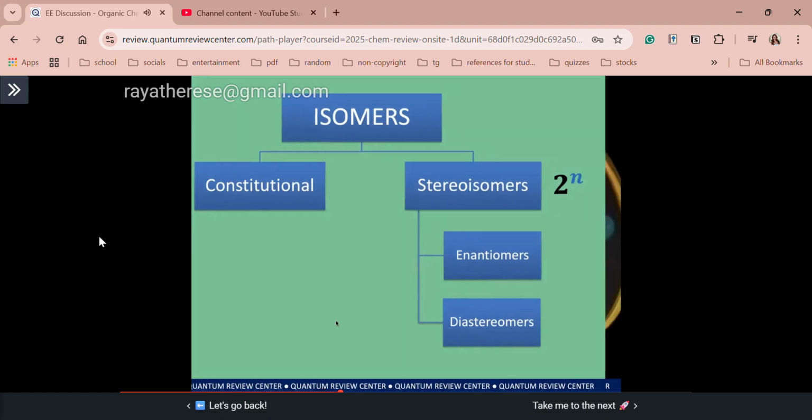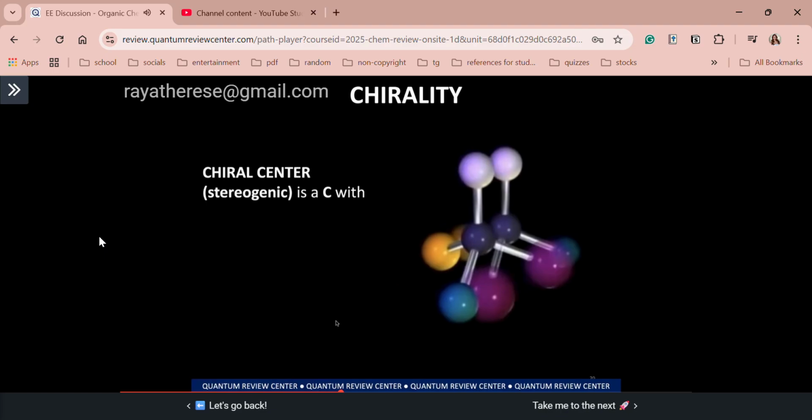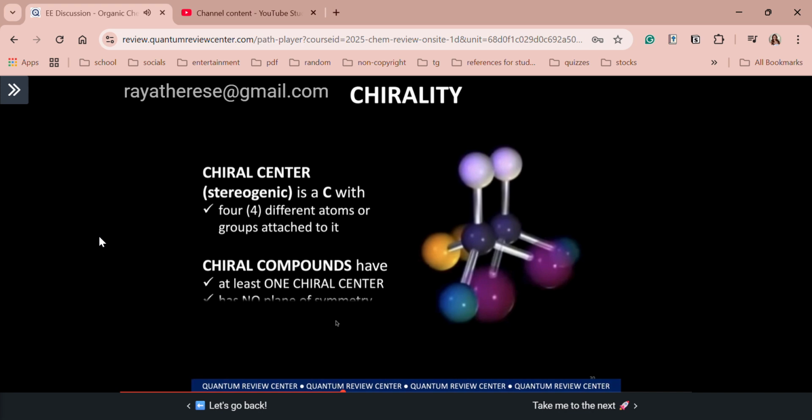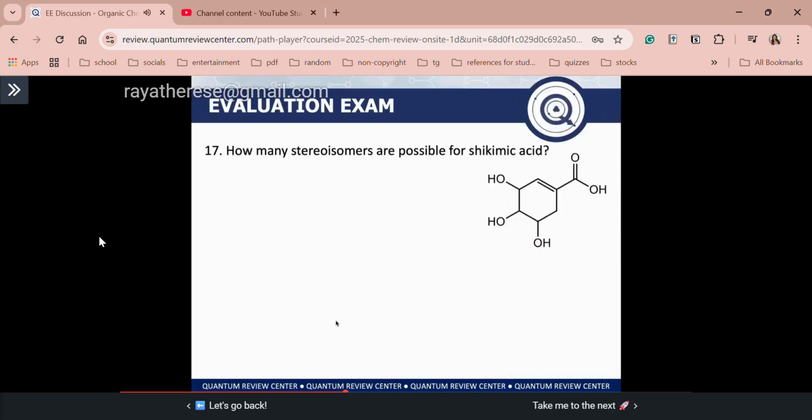Remember, for our requirements for chirality, we discussed this in our crash course: the chiral center should be sp3 hybridized, meaning it has 4 different atoms or groups attached to it. It should also have at least one chiral center and no plane of symmetry. When there is internal symmetry, we call it a meso compound, and it is categorized as an achiral molecule. With that, let's start with our items under isomerism.